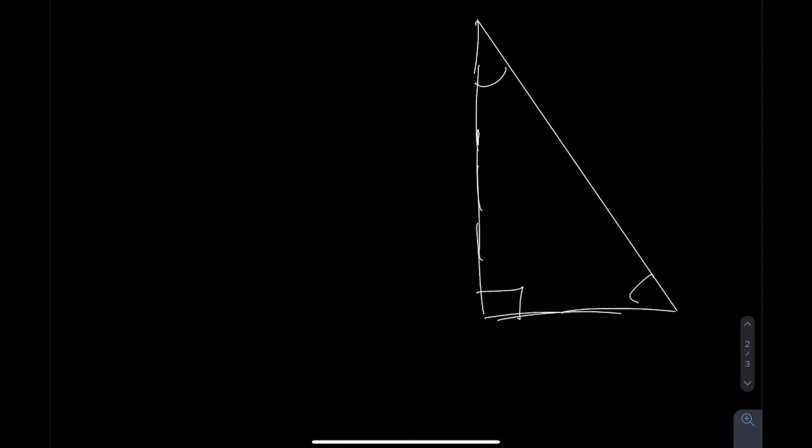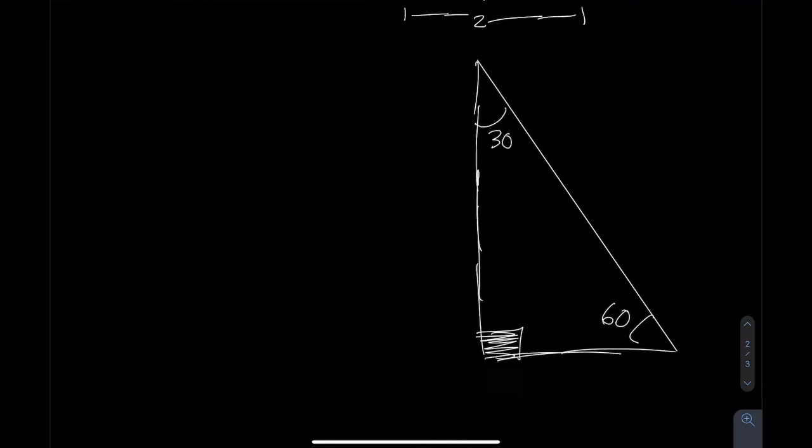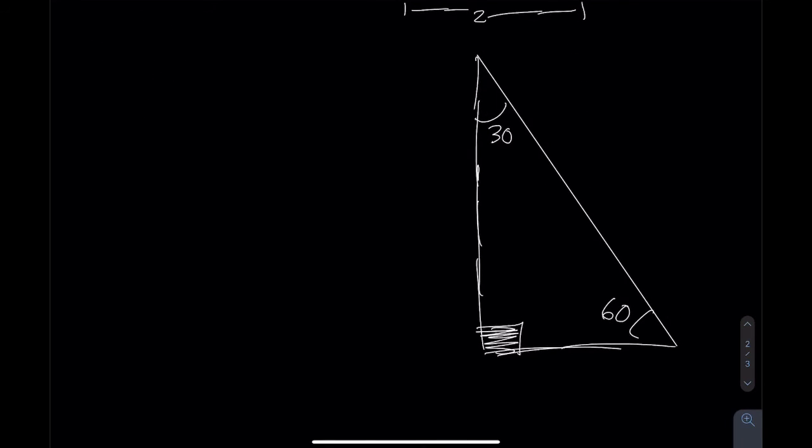And we're left with a 30-degree angle up here, and we're left with a 60-degree angle up there, and this is a 90-degree angle. Okay, so let's fill in the side lengths that we know. Well, we know this side length here, so this is our hypotenuse. It's going to be 2 units.